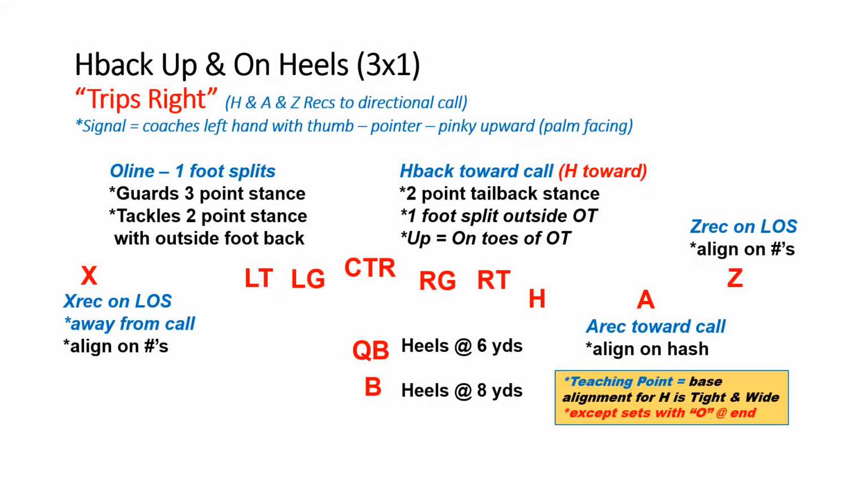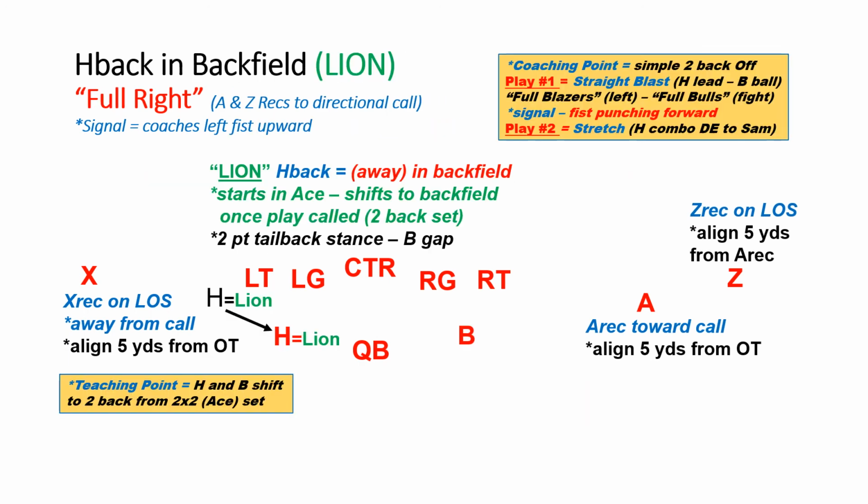All right, then same rule when we go 3 by 1 with our ace and our trips: the H is the only one that moves over. Again, with trips, the signal now, versus trio being the thumb, is the pointer and the pinky upwards. That's our trips call. That moves the H up so his toes are just behind the heel of the tackle and he's got a 1-foot split. If we say trio, remember, anything with an O on the end, then the H is off and over the tackle. And that's the OK sign with your 3 fingers up.